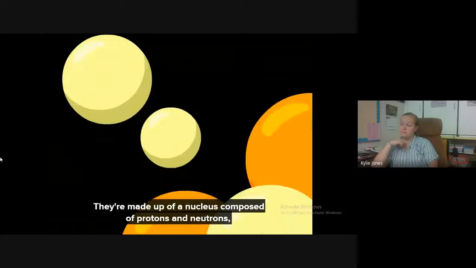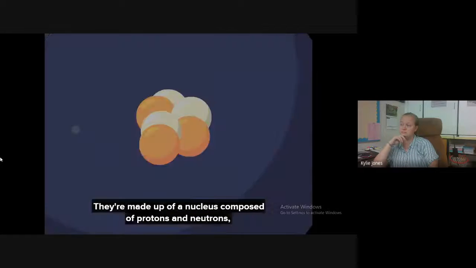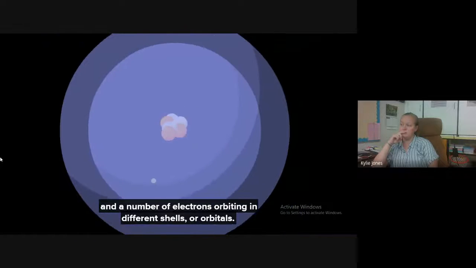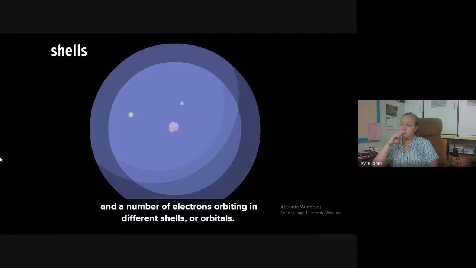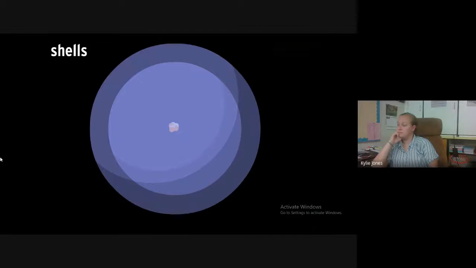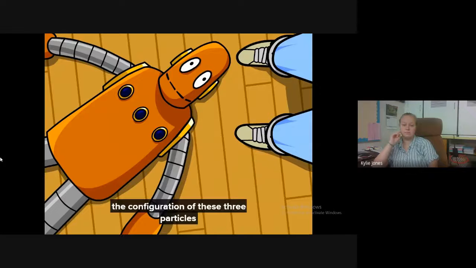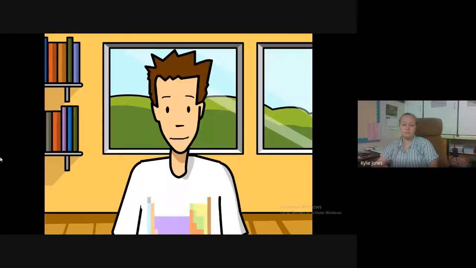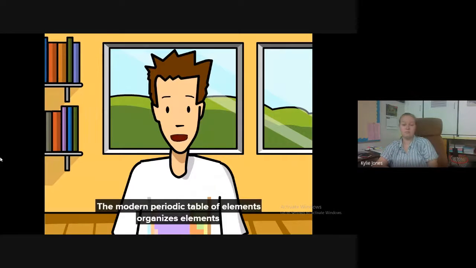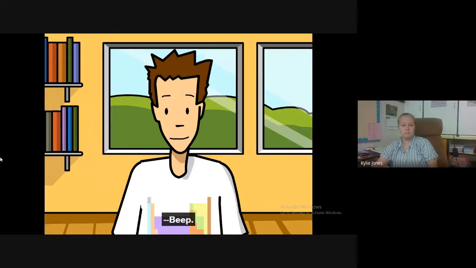They're made up of a nucleus composed of protons and neutrons, and a number of electrons orbiting in different shells, or orbitals. It's the numbers of protons, neutrons, and electrons in an element's atoms that determine its properties. That's right, Moby. The configuration of these three particles is the only thing that makes one element different from another. The modern periodic table of elements organizes elements so that it's easier to see how elements relate to one another.